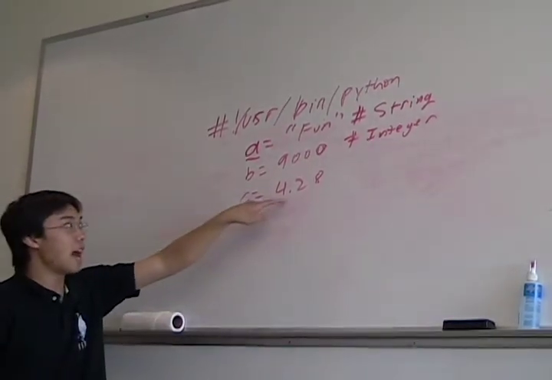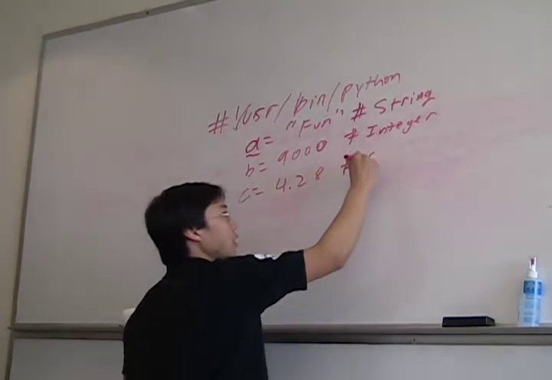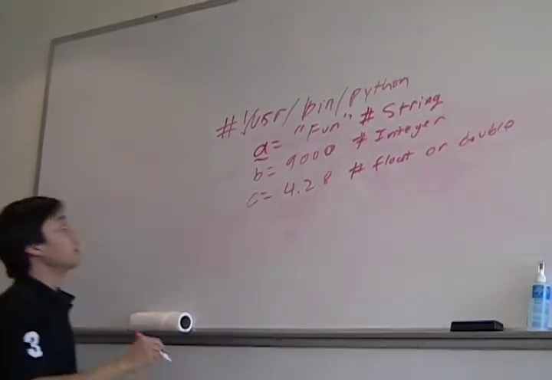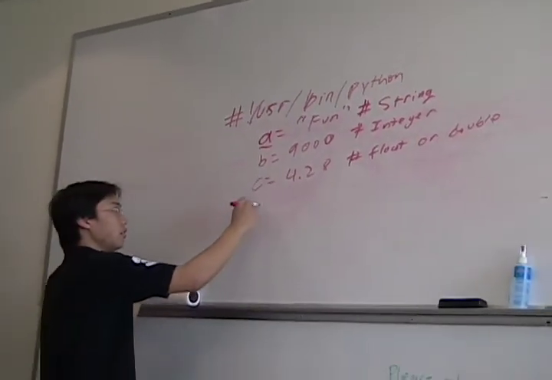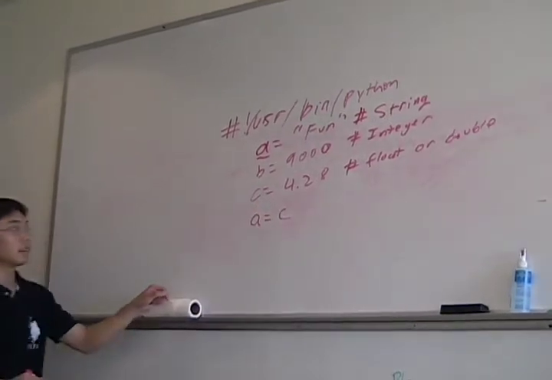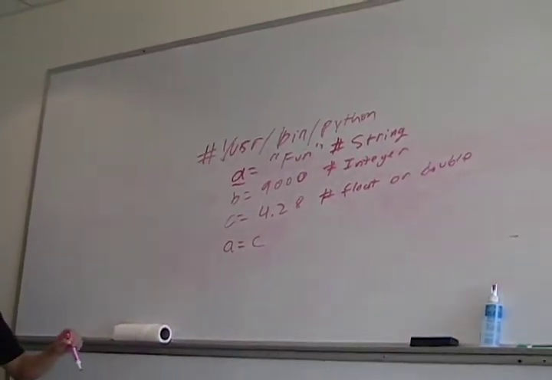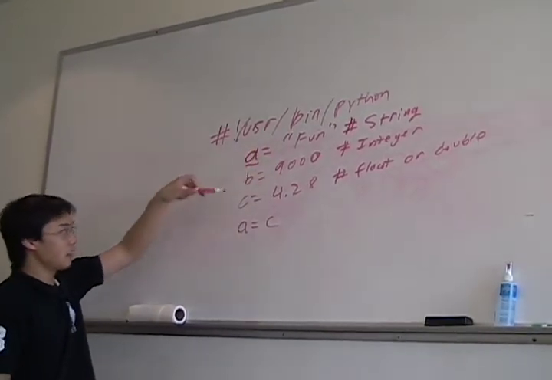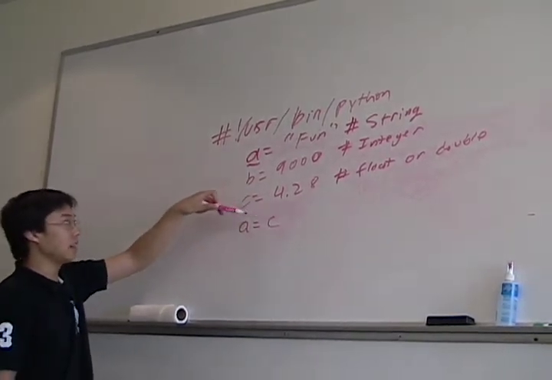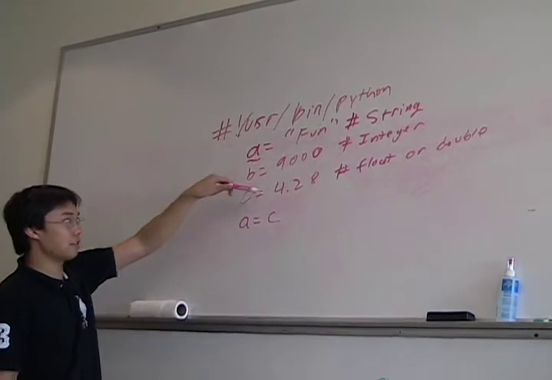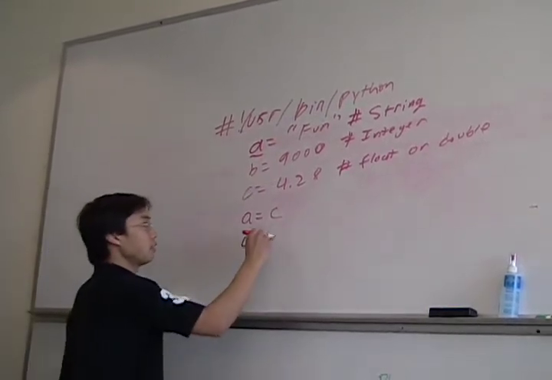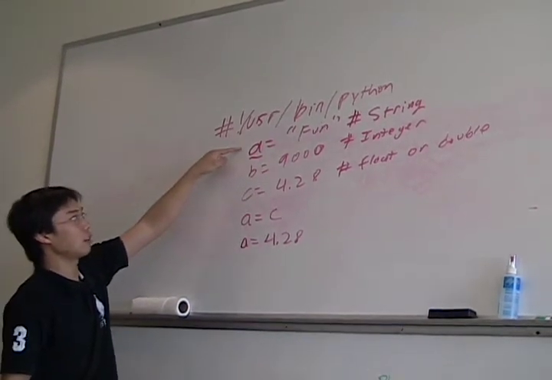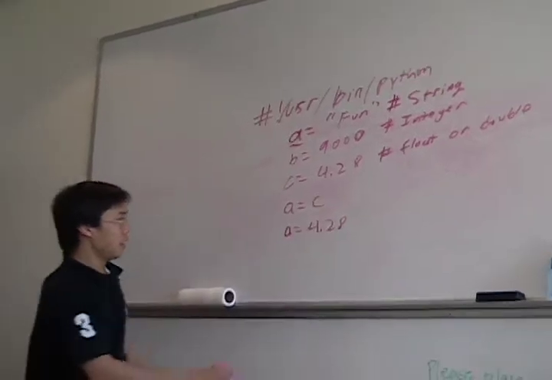If our value has a decimal, we call it a float or double. Alright, so here's an interesting thing. What if I do this? A is equal to C. C has to equal something, right? So right now our C is initialized as 4.6, but A is initialized as a string. But if I assign A equals C, I'm overwriting A's value with C's value. So A would now have 4.28. So you have overwritten it: A is no longer a string, it is now a floating point.